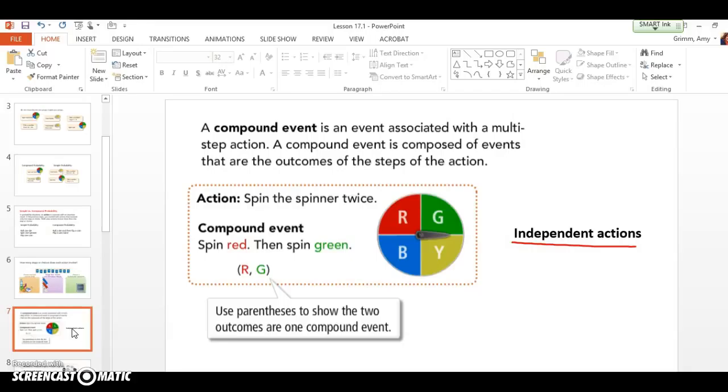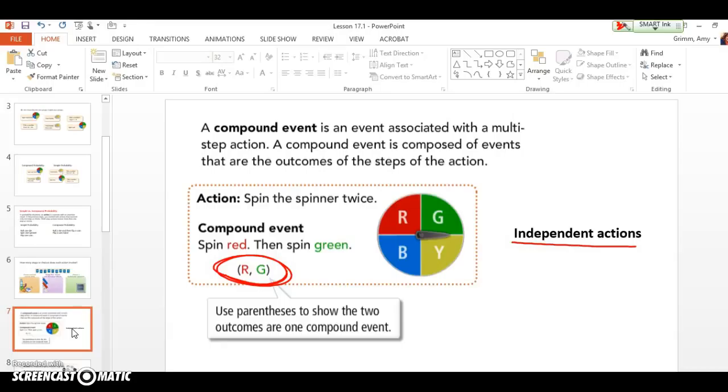Spin the spinner twice. Okay, so I spin it the first time, and what do you think this means right here? What do you think they're trying to show you? Red and green. You got red the first time, and you got green the second time. And so they're going to put it in parentheses like that to kind of show you what you're getting when you spin it, okay? So this is an independent action, okay? When I spin it the first time and get a red, then that's great. Then I spin it again, I get a green. The green did not depend on the red I got before it. Does that make sense? So that's why it's independent.